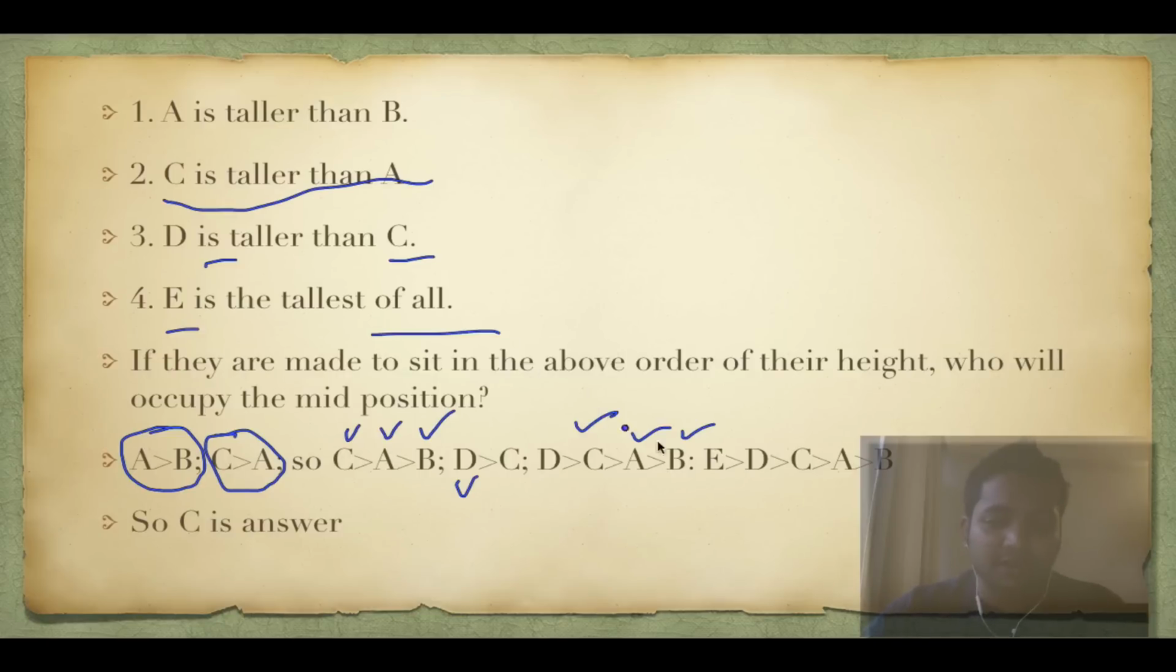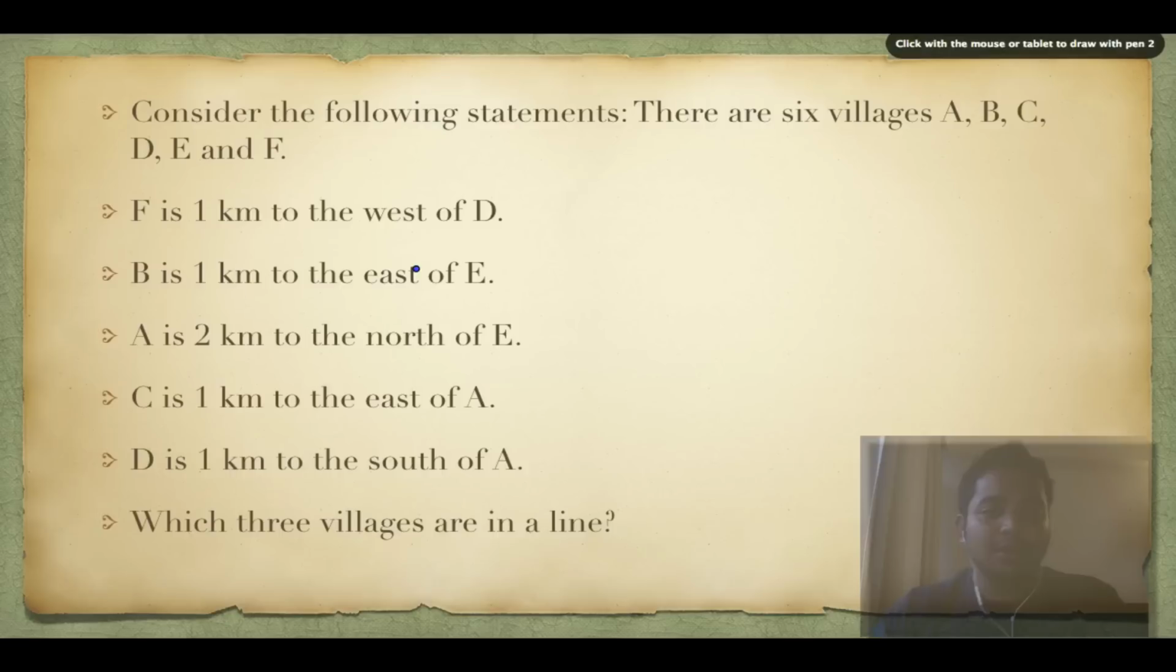And E is the tallest of all, so E has to come first. So now who is in the mid position, who is second, third, fourth? It's absolutely ridiculous. So you know E is the tallest, put E first. Then D is taller than C. So D is second, C is third, C is taller than A so A is fourth, A is taller than B. So it's as simple as that. No big logic whatsoever.